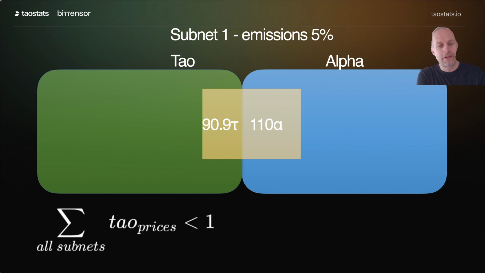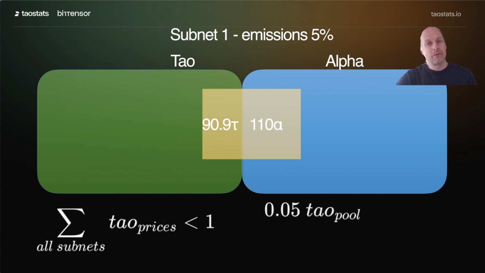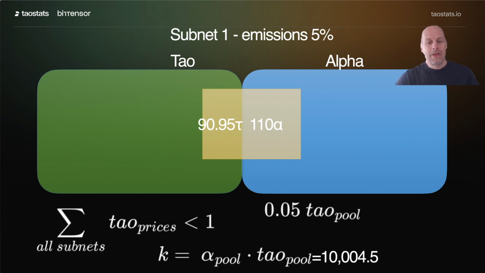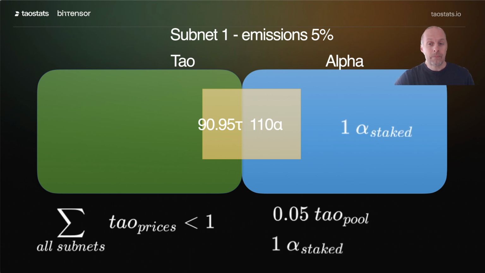The other option is that the tau prices are less than one. In that case, we want to raise the value so that the alpha to tau price is closer to one. The way that works is one tau is going to be emitted, and that gets distributed amongst all the subnets. Subnet 1 has an emission of about 5%. That means that 0.05 tau is going to be added to the liquidity pool. So we go from 90.9 to 90.95 tau, which is going to change the exchange rate between tau and alpha. And then K also changes because we've now changed the amount of tau in the pool. We will also emit one alpha, again, to be divided amongst all the participants of the subnet.